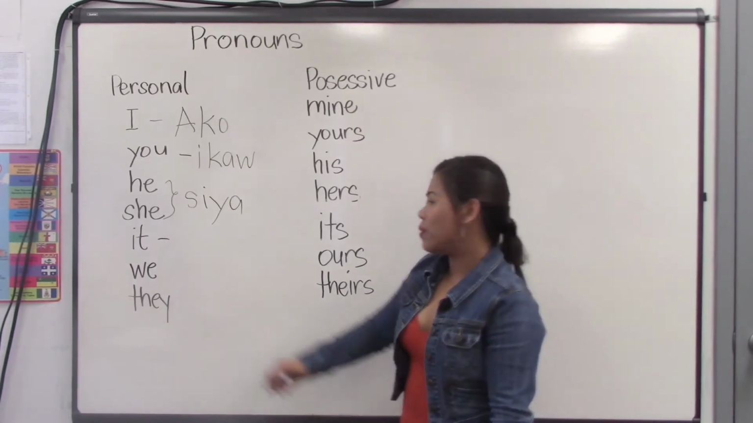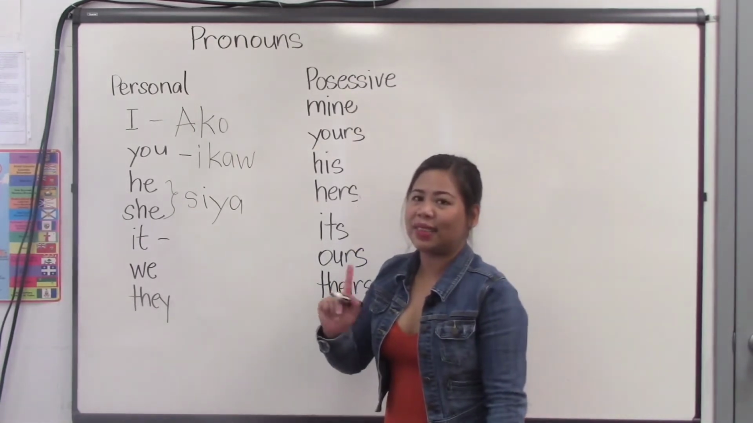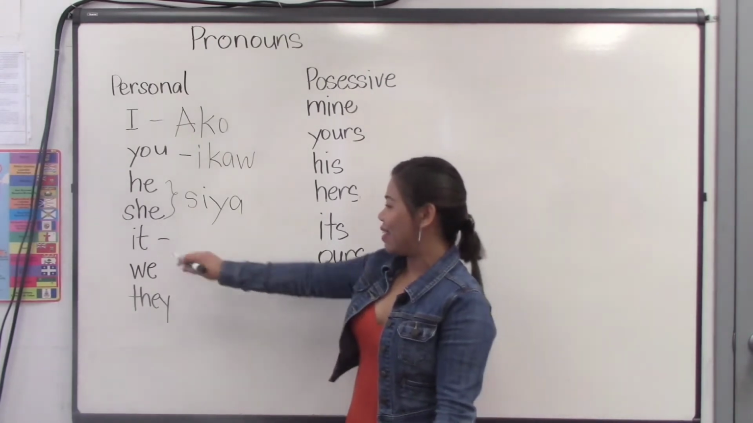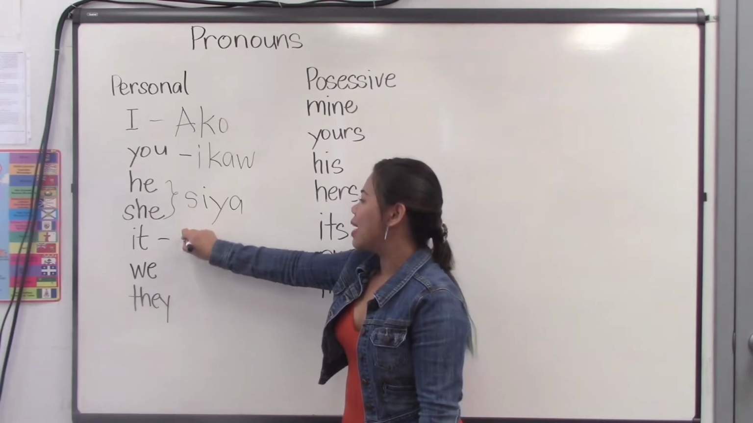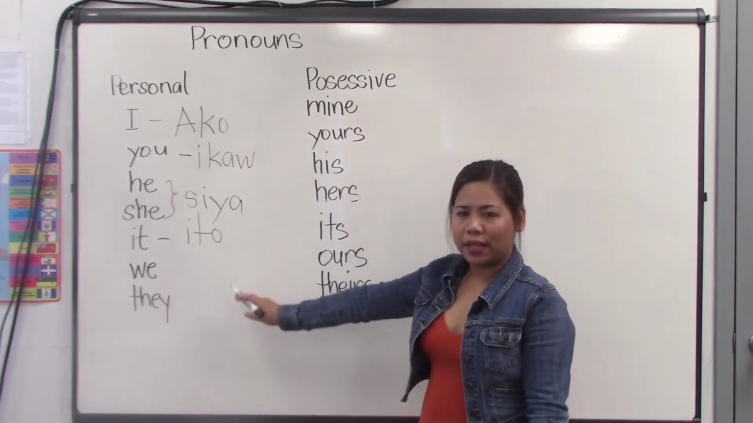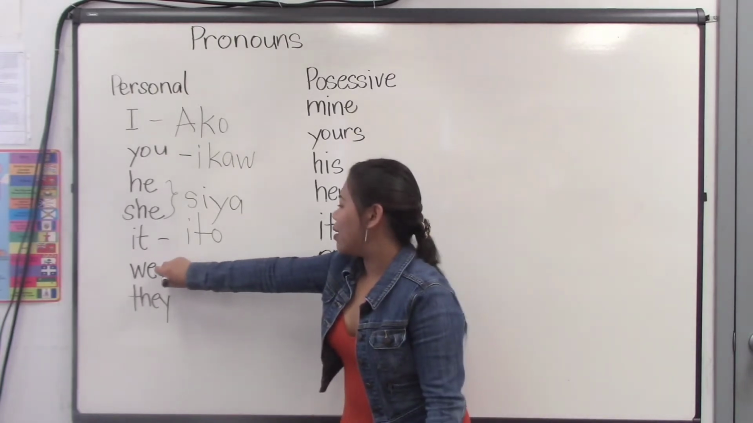Okay? Next. It is very easy. In Filipino, the translation of it is ito. You just need one letter there and then you would be able to translate it in Filipino. It is ito in Filipino. I-T-O. Ito.